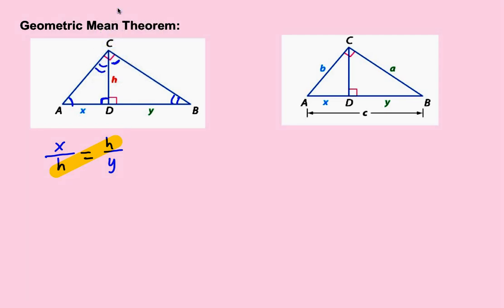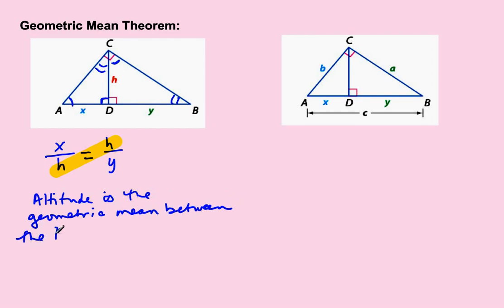So I can say here that the altitude is the geometric mean between the two hypotenuse segments. So that's kind of one situation that we can see.